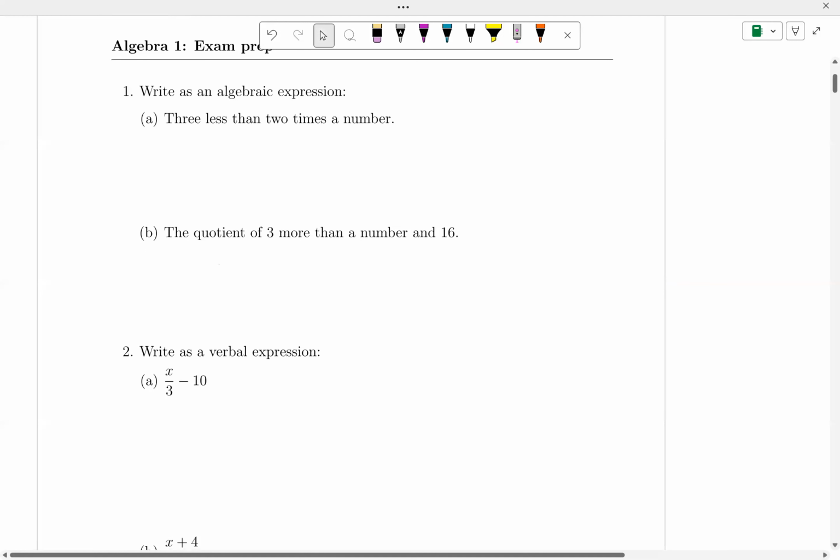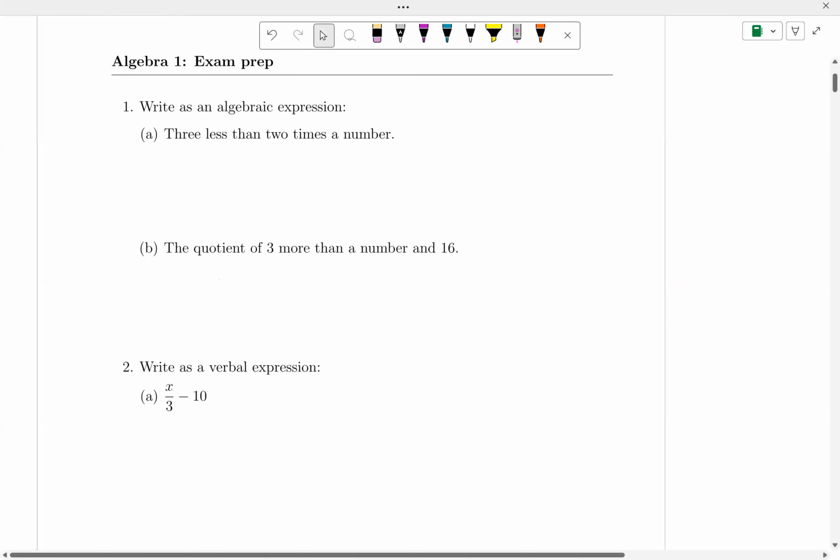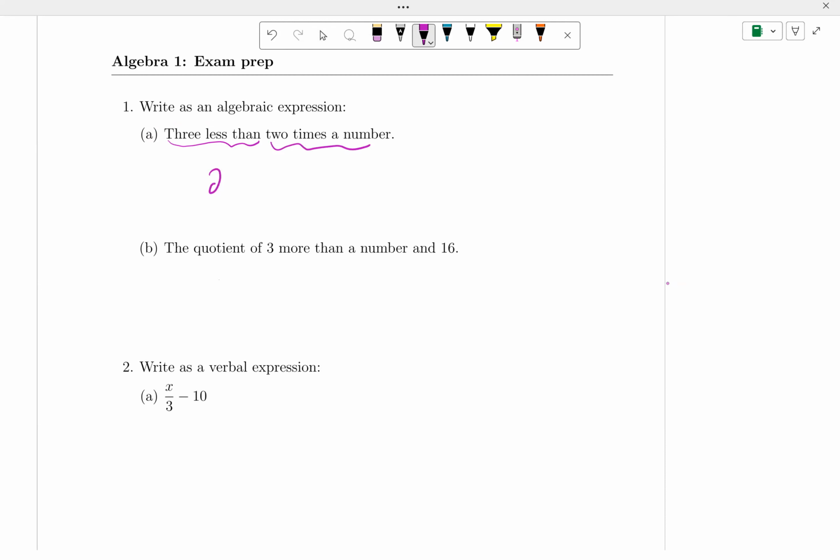Okay, so the first question is asking us to write expressions as algebraic expressions, to write words, so like little sentences, like algebraic expressions. So 3 less than 2 times a number. 3 less than, that tells you you have to have something first. What do you have to have first? 2 times a number. So 2 times some number. But we want 3 less than that, so it'd be 2n minus 3.